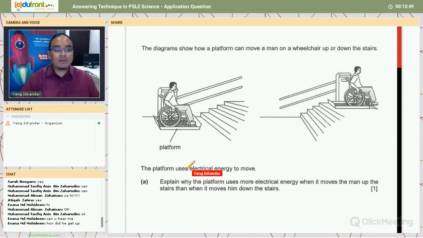The platform uses electrical energy to move. So explain why the platform uses more electrical energy when it moves the man up the stairs than when it moves him down the stairs. So this is the 1-mark question. This is an example of an application question.